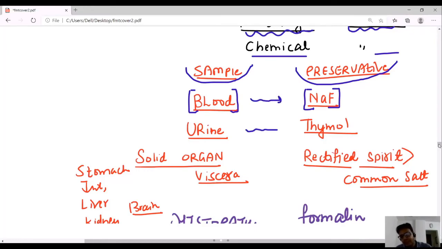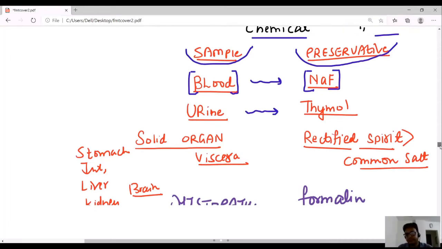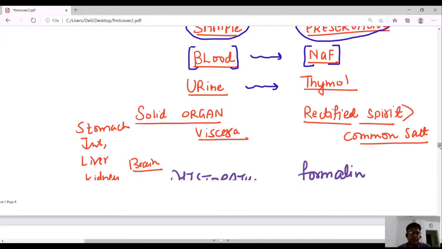If we are using urine sample, preservative is thymol. Blood sample, preservative is sodium fluoride. Solid organs like stomach, intestine, liver, kidney, brain, which are known as viscera, the ideal preservative is rectified spirit, or sometimes we use common salt.